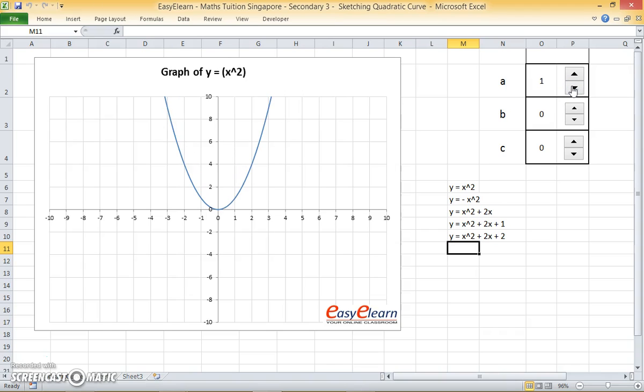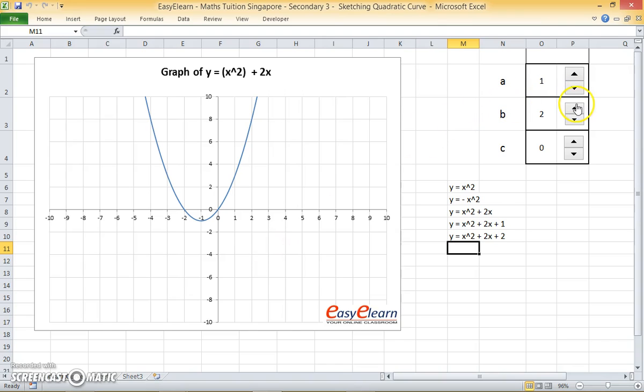How about the value of b? I make the value of b as number 2. So this is the graph of x squared plus 2x. This graph intersects the x-axis at 2 points. One is x equals minus 2, another one is x equals 0. These two are the roots of the equation x squared plus 2x equals 0.